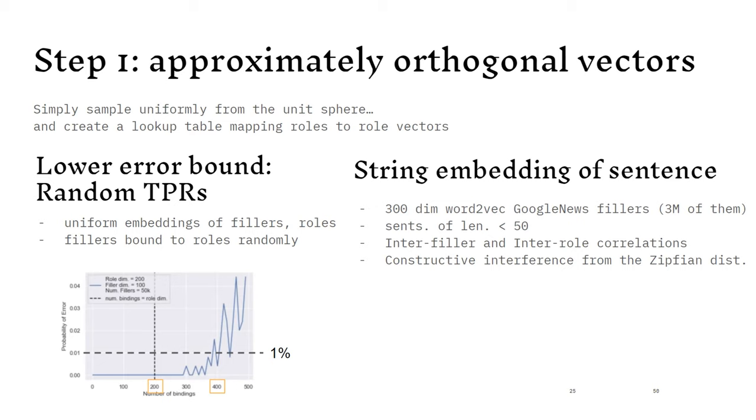There's also constructive interference based on the Zipfian distribution of language. Words occur in a Zipfian distribution, so there are a few words that occur very frequently and many words in the long tail. Consequently, if you're unbinding a word on that long tail, there's likely to be a larger amount of interference in the direction of common words, which will also have similar filler vectors, like determiners and pronouns. Consequently, that'll lead to constructive interference.